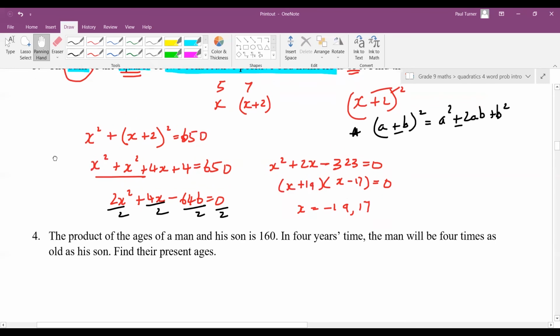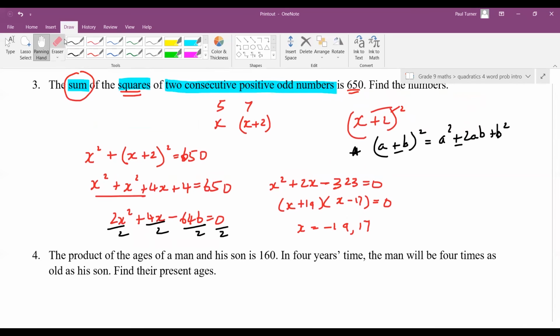And remember, we only wanted the positive numbers here. So that means we only consider the positive answer here. Okay, so the minus 19 can be ignored. So your first number is x, which is 17. And your second number is x plus 2. So that would be 19. So those are your two numbers.